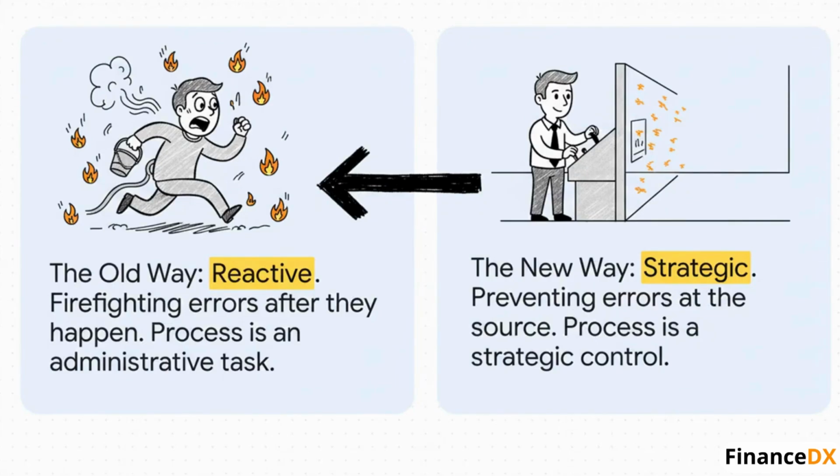Your team goes from being firefighters, always running around putting out fires caused by bad data, to being strategic gatekeepers. They stop problems before they can even start. Suddenly, managing master data isn't just some boring admin task. It's a powerful strategic control for the business.